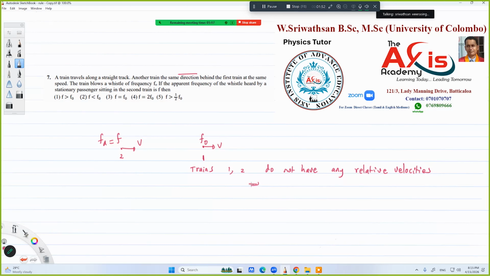Which means F0 will be F, because according to the definition of the Doppler effect, when there is relative motion only, the frequency heard by the observer will change. So there is no relative velocity: if you find the relative velocity of 2 with respect to 1, this is v and the other v is like this, then v minus v is 0. So the frequency F0 will be F. The option is the third one, right?